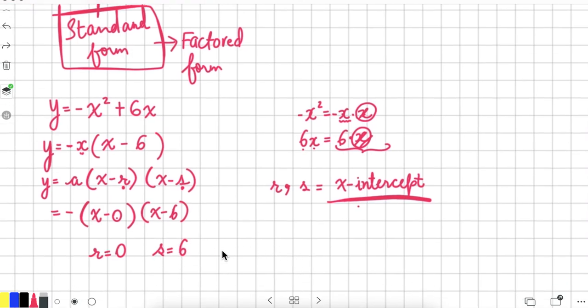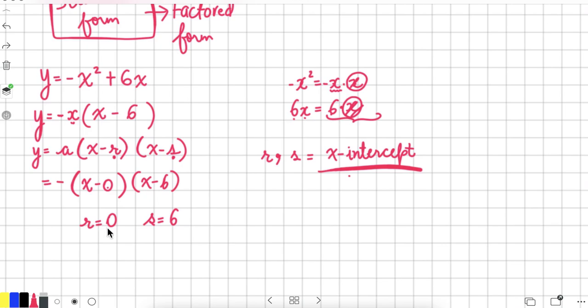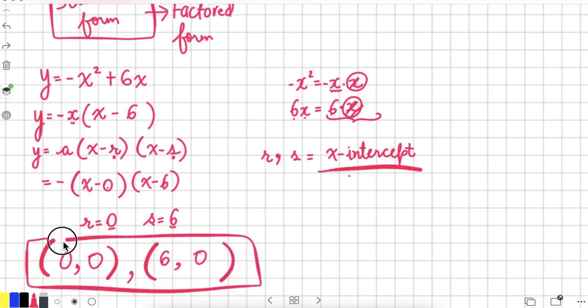So that means we know the x-intercepts. Remember, at an x-intercept the y will be 0, because the point is going to be on the x-axis. The s is 6, so the x value will be 6, and what about the y? Because this is the x-intercept, y will be 0. Same thing here: the x is 0, and because it's the x-intercept, y will definitely be 0. So these are going to be our x-intercepts.